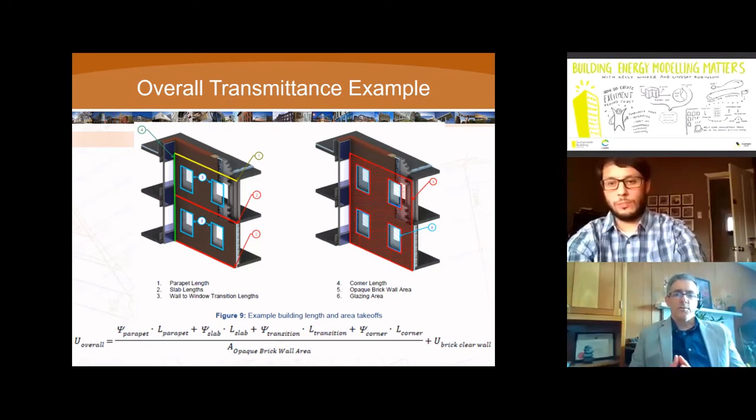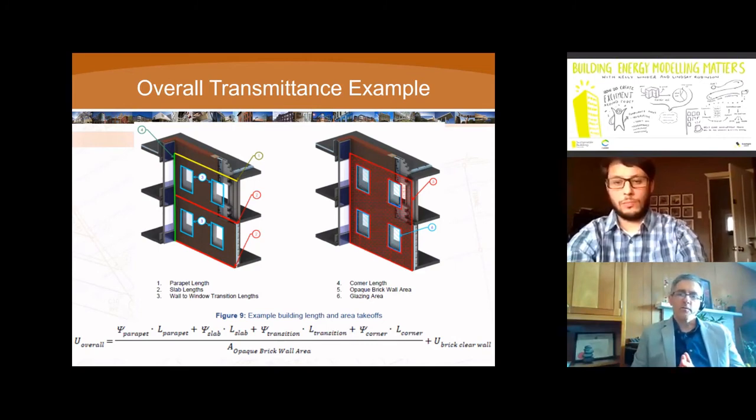And in our experience, up to 25% or sometimes even more of the thermal conductance can happen through these extra linear and point transmittance components that really wasn't accounted for before.